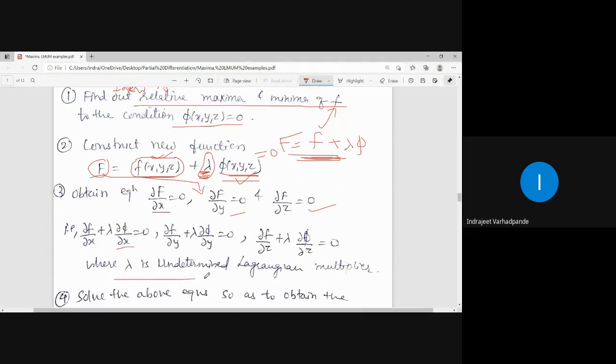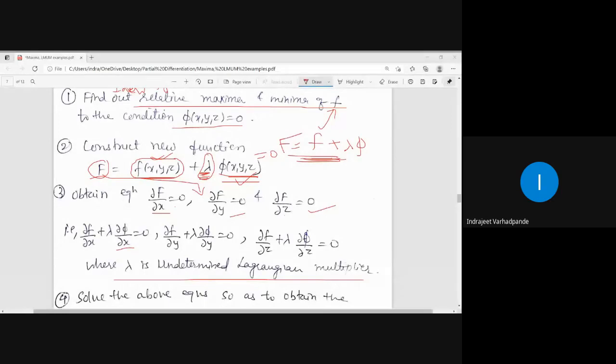And what is this lambda called as? Lambda is called the undetermined Lagrangian multiplier. Clear? Yes, sir. Noted down the steps, everybody.